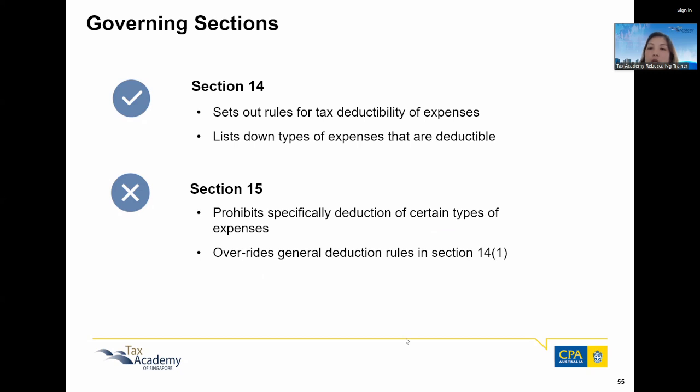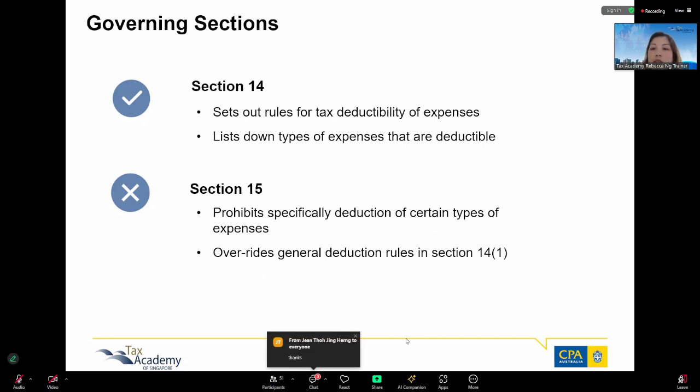Okay, so for installments under hire purchase, we do have to split the principal as well as the interest to work out the amount that is deductible. This will be covered in the next session where we are talking about capital allowance. There will be a part on the hire purchase.